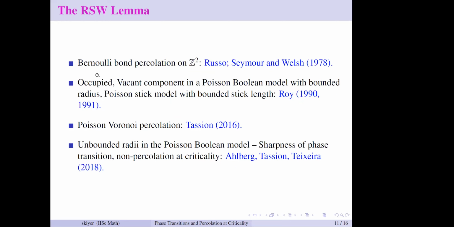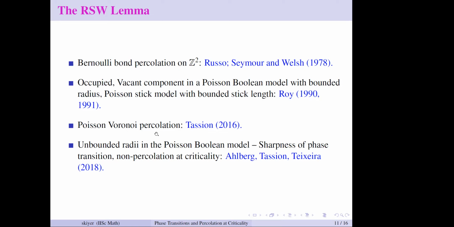This RSW lemma was proved for independent Bernoulli bond percolation way back in 78. And then in the continuum, for what is called the Poisson Boolean model, a model where you have a Poisson point process and you place balls around each point of some random radius, when the radii are bounded, Rahul Roy, I think in his thesis, showed this RSW lemma. And this is a highly non-trivial extension from the lattice to the continuum. This was where the situation was until 2016, when Tassion actually proved this for the unbounded case.